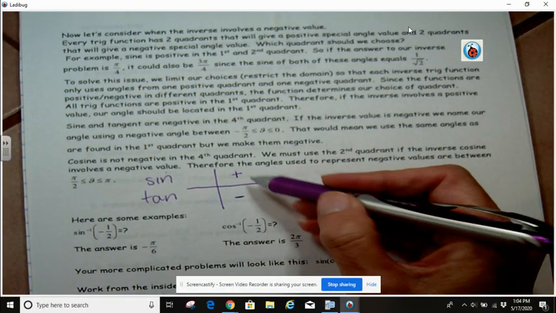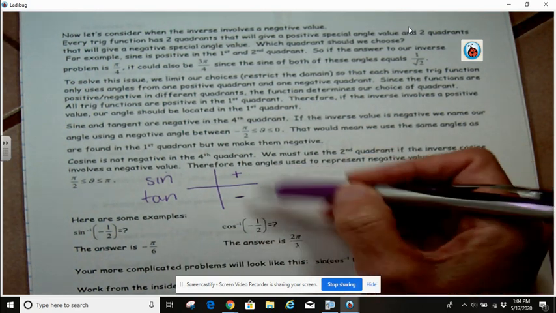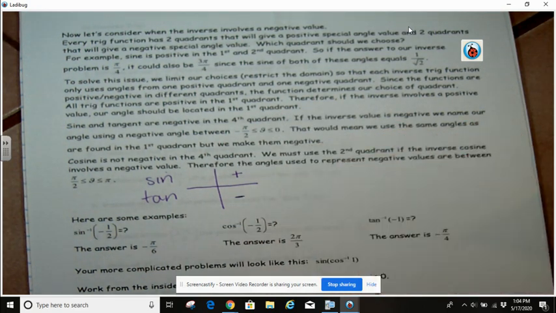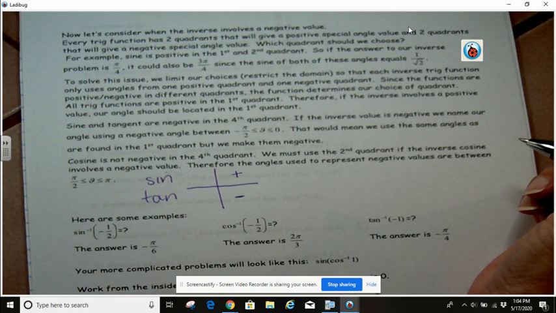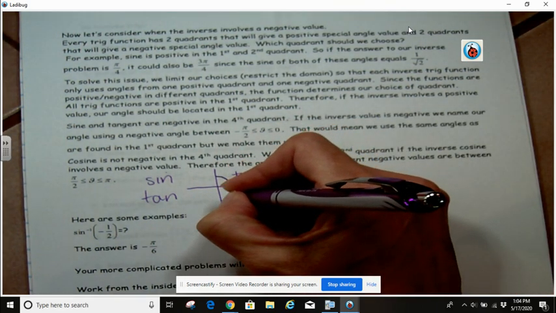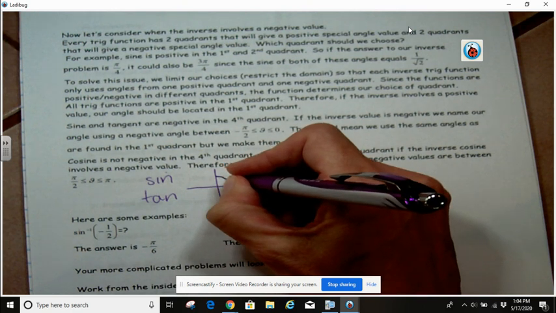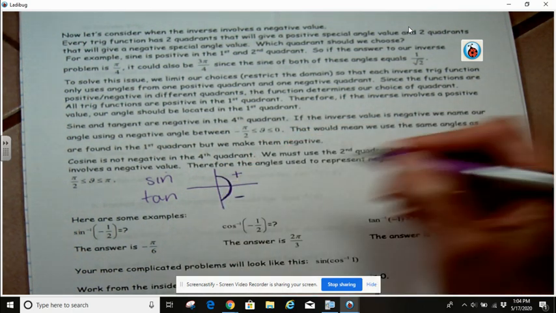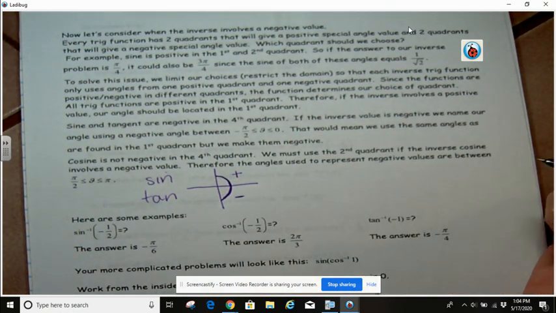You have one positive quadrant, one negative quadrant, and they're right next to each other. When we get into pre-calculus, we're going to go through the graphing of the inverse trig functions, and there's a specific reason that we do the same thing for tangent. But for this moment, just remember that the restricted domain for sine and tangent is the same, and it's restricted to the first and the fourth quadrant. The first for your positive values and the fourth for your negative values.